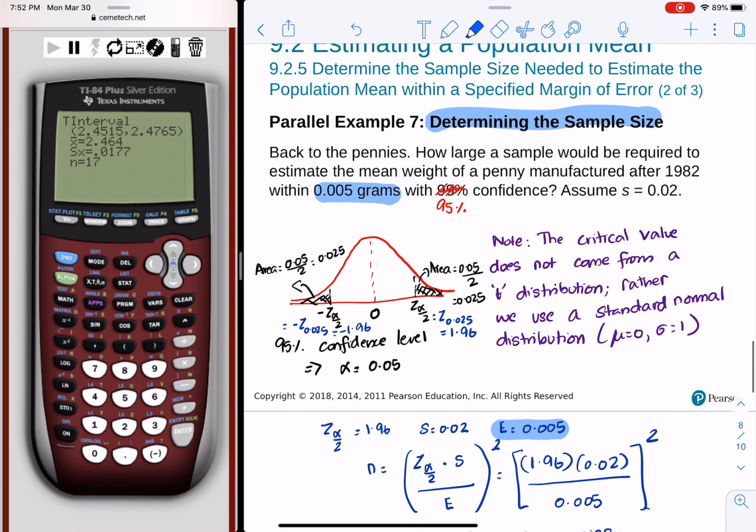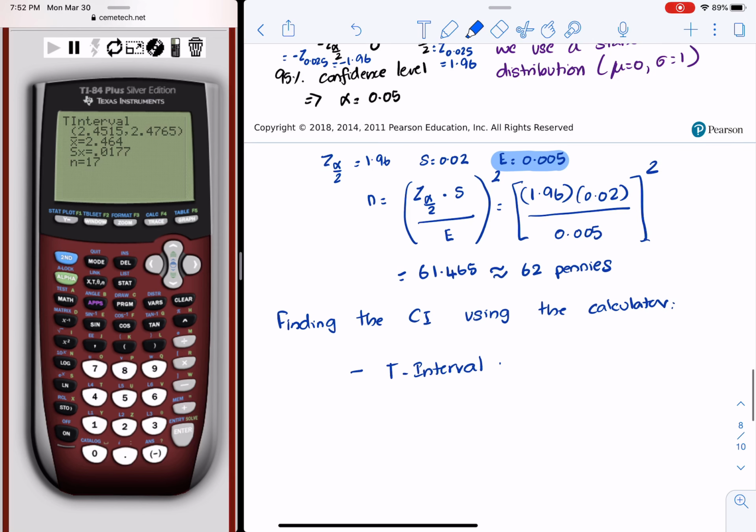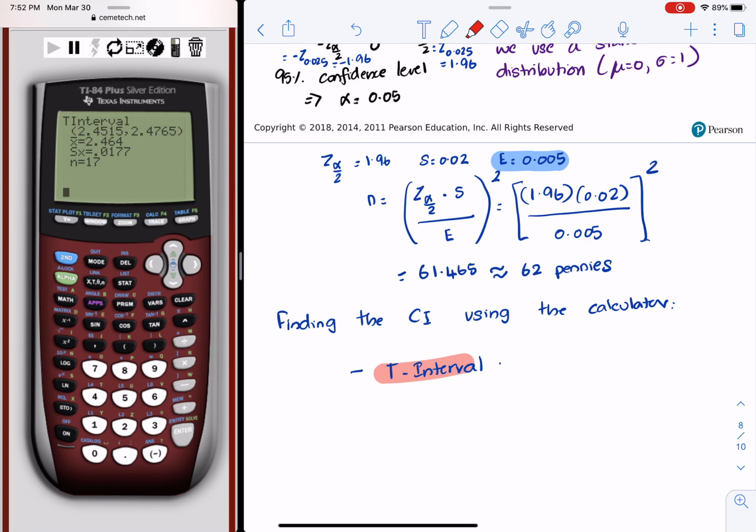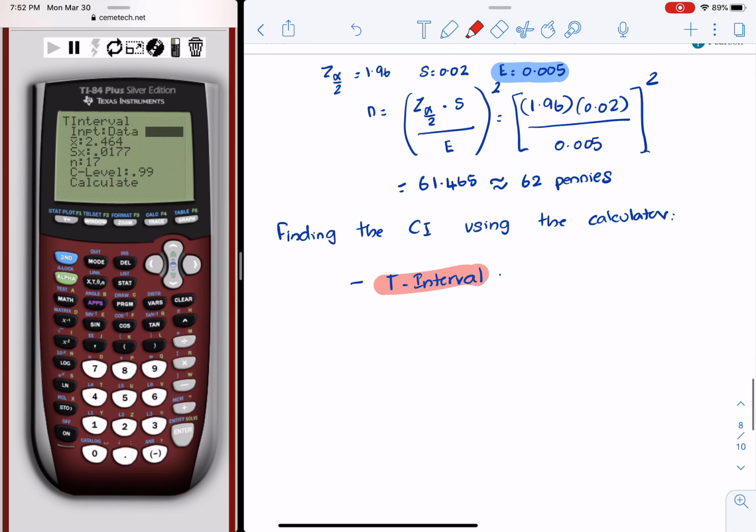So that entire process can be accomplished using the t interval. And keep in mind that if you have the data in hand, you can simply use the data option in t interval. But if you don't have the data, but you simply have the statistics, which is the mean and the standard deviation, then you could use the stats option to find the interval.